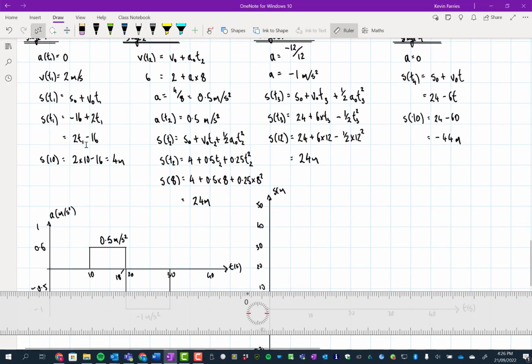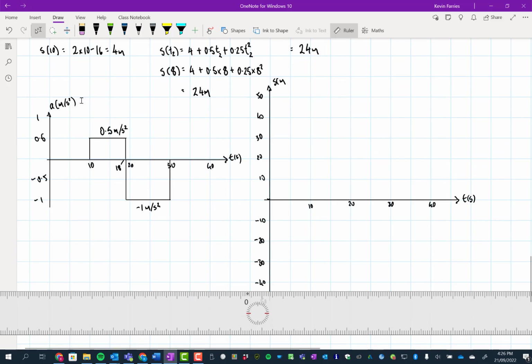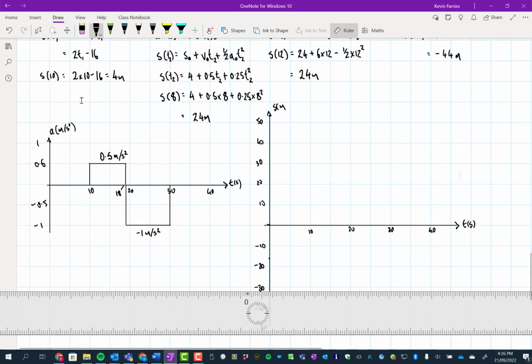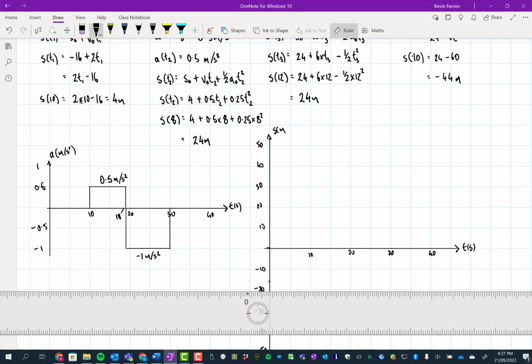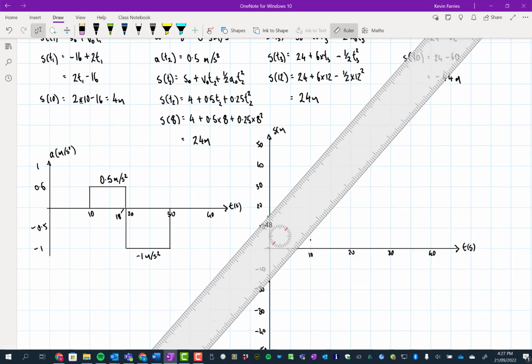Okay, so first one's easy. This is a nice straight line, and you can tell that because it doesn't have any square term in it. You could plot some intermediate points if you weren't sure about that. It's going to start at -16, so it's going to start down here, and by the end at 10 seconds, it's going to be at +4 meters, so it's going to be something like that.